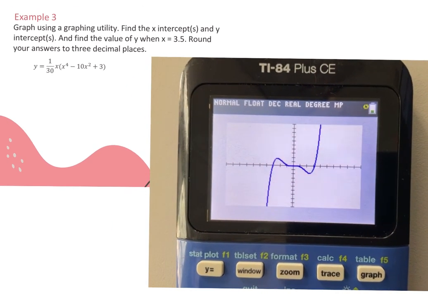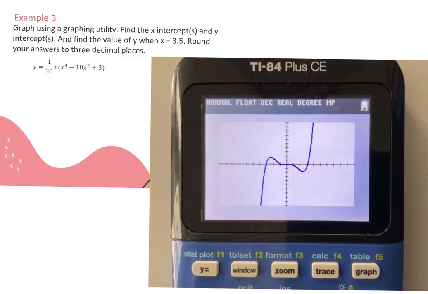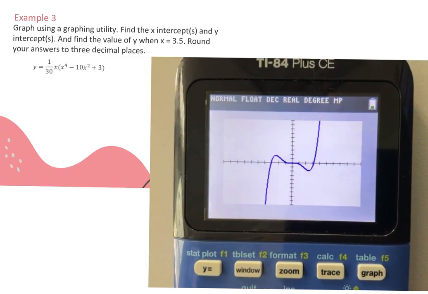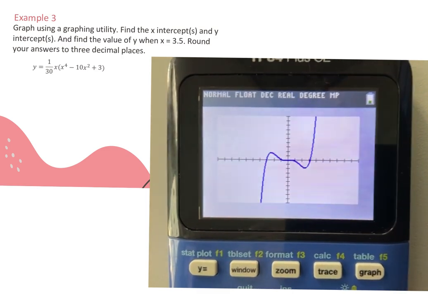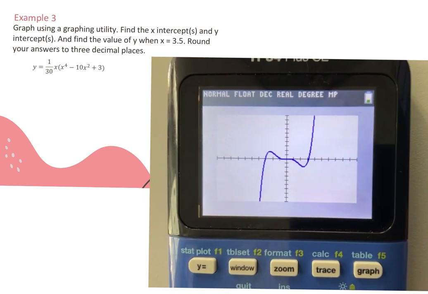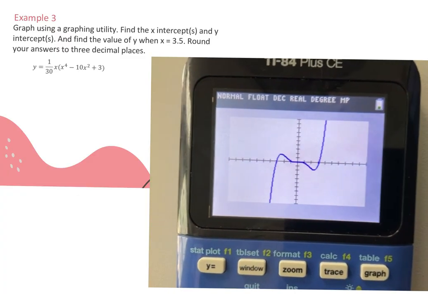So from this graph, the instructions say find the x-intercepts, the y-intercepts, and then find the value of y when x is 3.5. And round your answers to 3 decimal places. Every time you round a number from here until June, it is 3 decimal places. My tests, quizzes, AP exam, 3 decimal places.